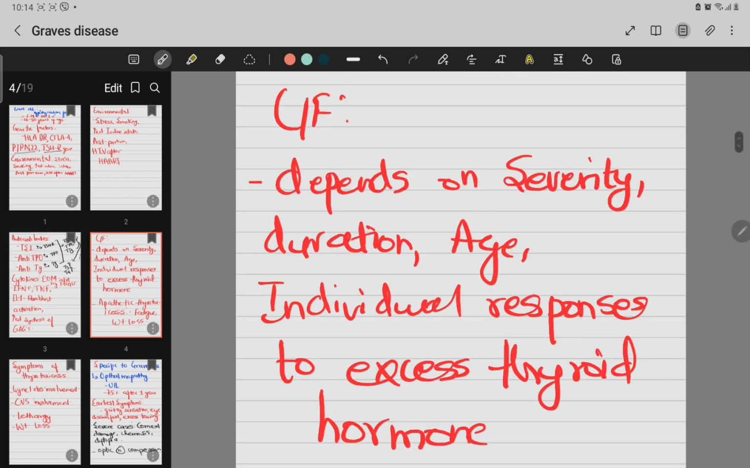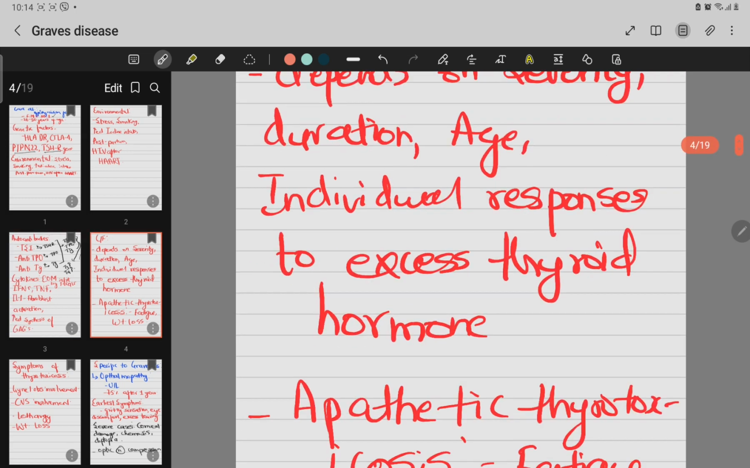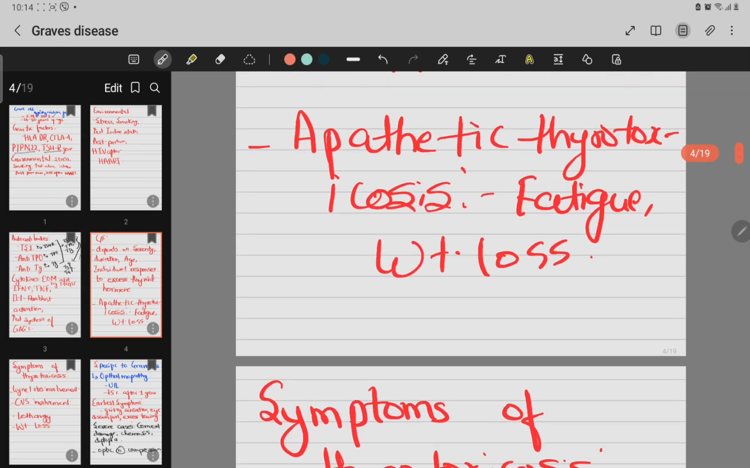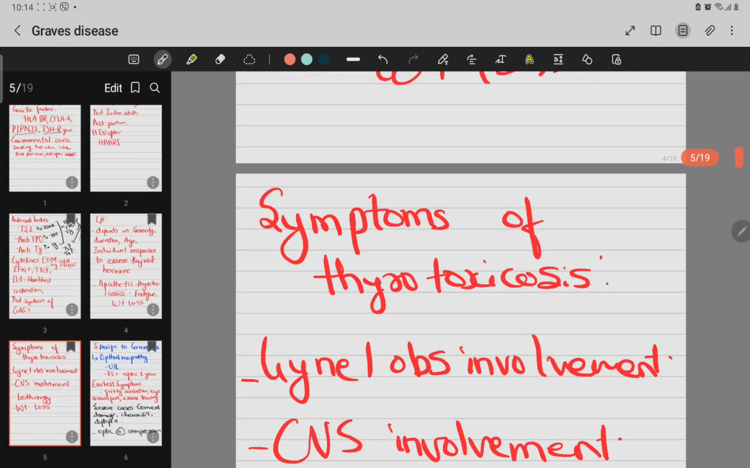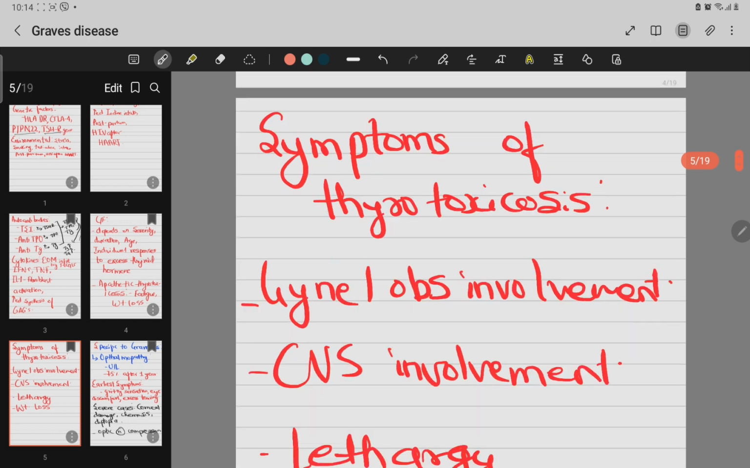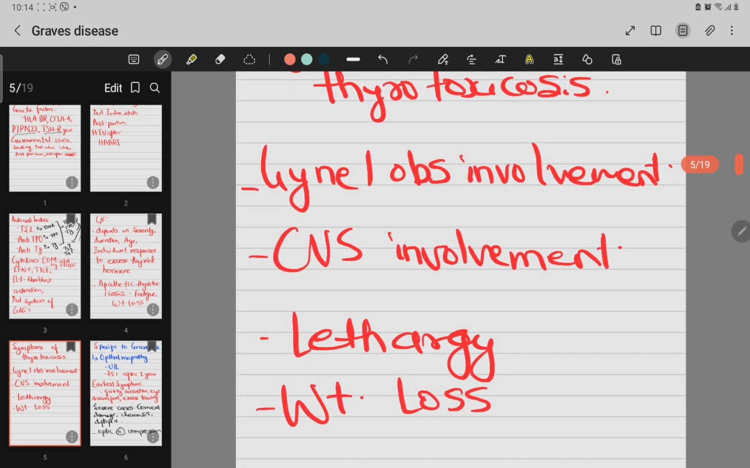So what are the clinical features? This depends on the severity, duration, age, and the individual response to excess thyroid hormone. Symptoms of thyrotoxicosis include fatigue, weight loss, and lethargy, along with gynecological and other system involvement.